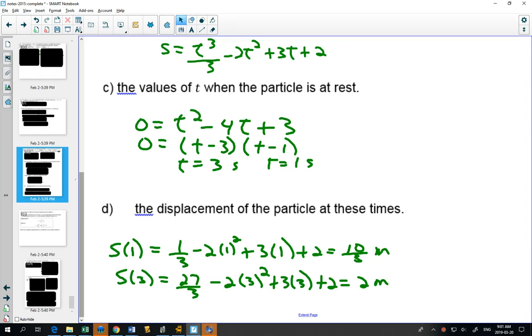Did you remember units on this one? No. Yes. So, if a paper reduces to negative, that means it's just near rest.